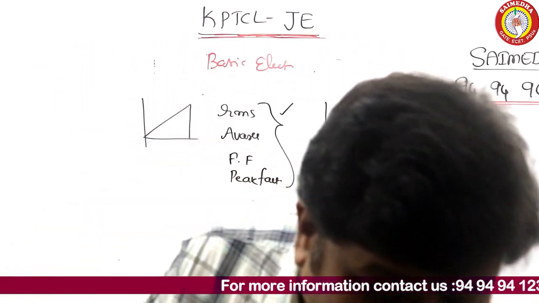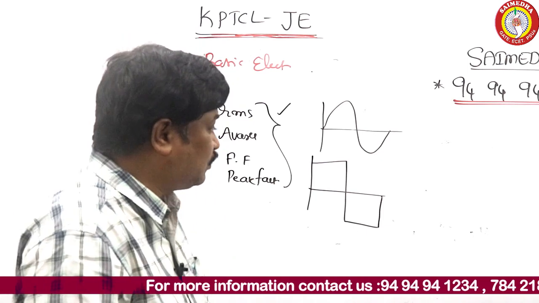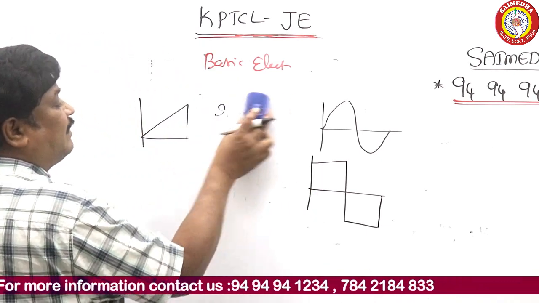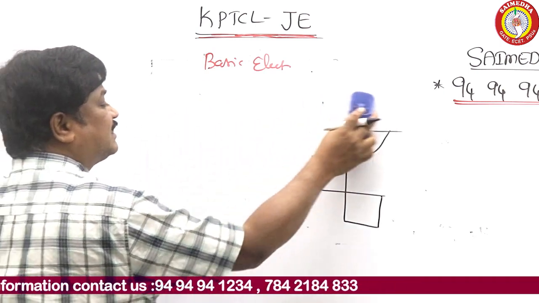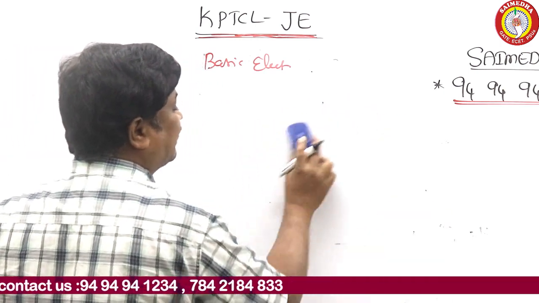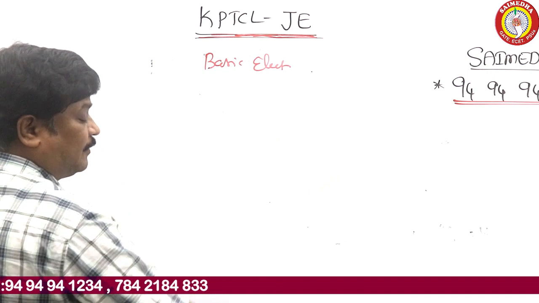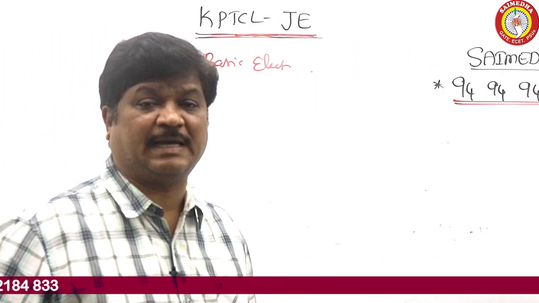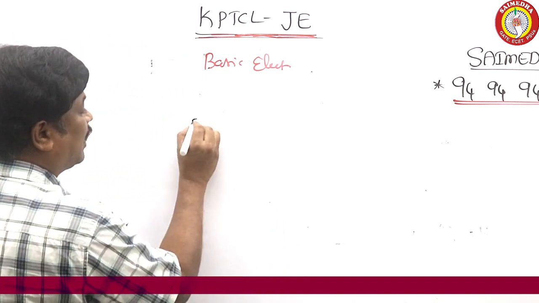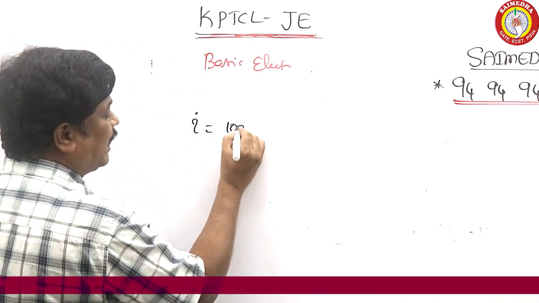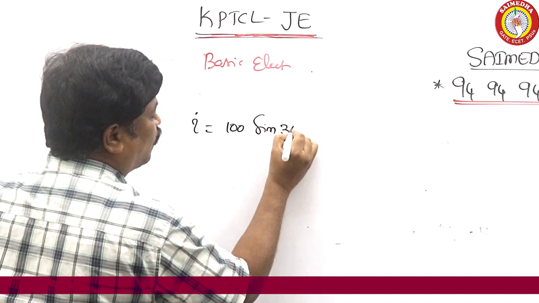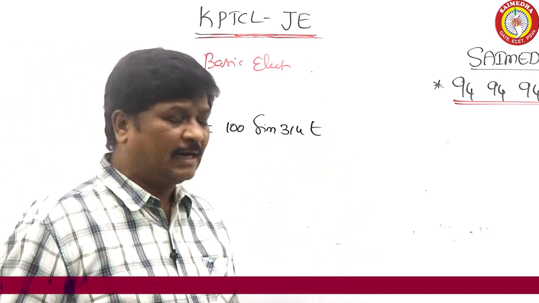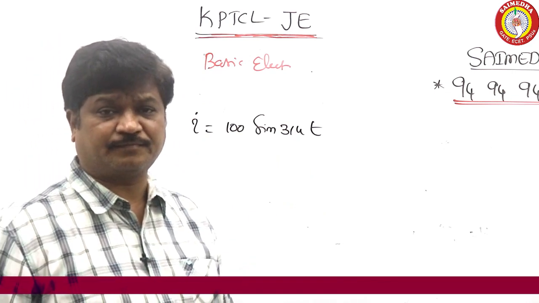And I will ask you one simple question, on how the questions will come from the AC fundamentals. I will ask you one very standard question in the case of JEE examination, diploma level examination. For example, I is equal to 100 sin 314t. This is the question given by the examiner. Like these questions you can get.